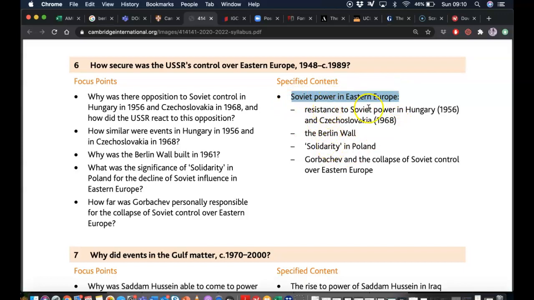And that's really what we've been looking at: the Soviet control over Hungary and Czechoslovakia and the violent uprising, and how that was suppressed, the erection and then the dismantling of the Berlin Wall, and then Solidarity, and finally the big point there is Gorbachev, who comes into power in the mid 80s, and his policies lead to the fall of communism in Eastern Europe.